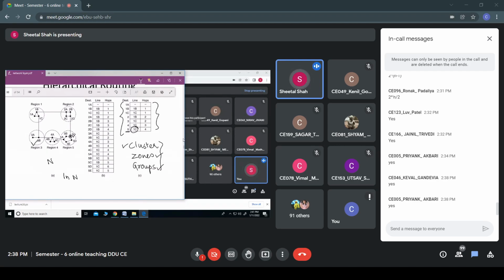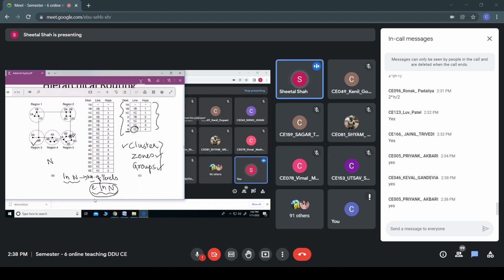And the table space used would be e times natural log of n. This is the table space occupied by each router for natural log of n levels. Okay, these are the number of levels in the hierarchy, and this is the amount of table space. Fine. So one such example is given.